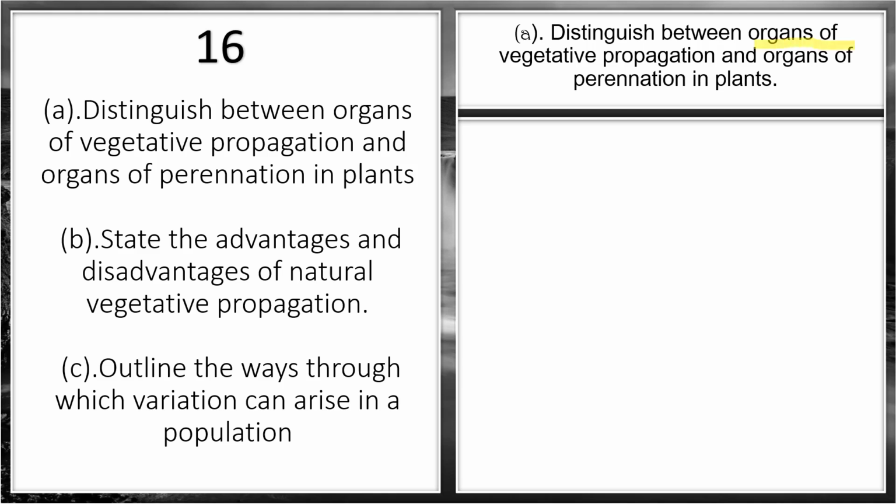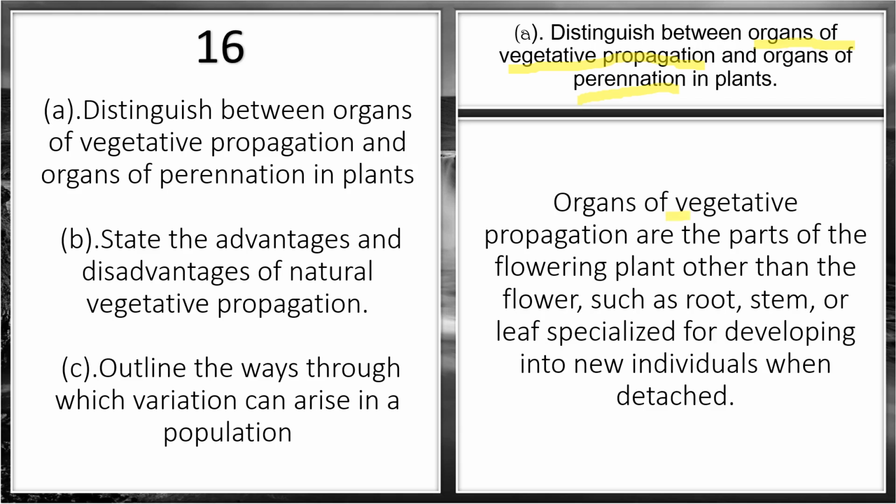Distinguish between the organs of vegetative propagation and organs of perennation in plants. Organs of vegetative propagation are the parts of the flowering plants other than the flowers, such as the roots, stems, or leaves, those specialized in developing into new individuals when detached.